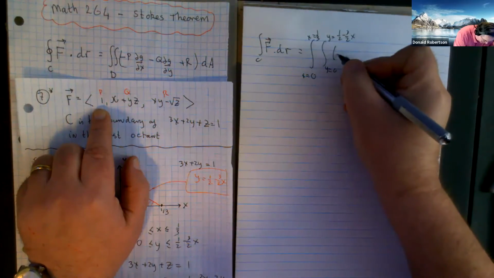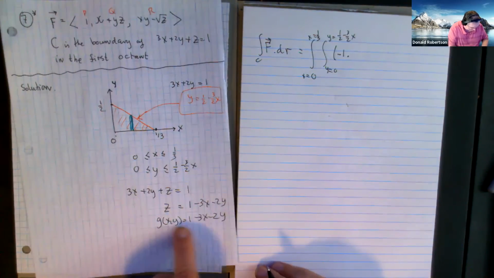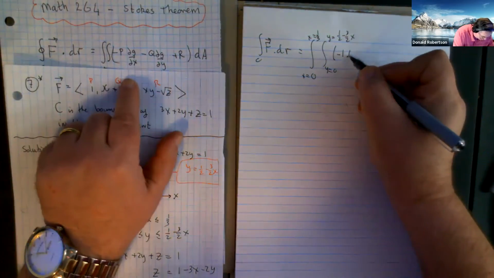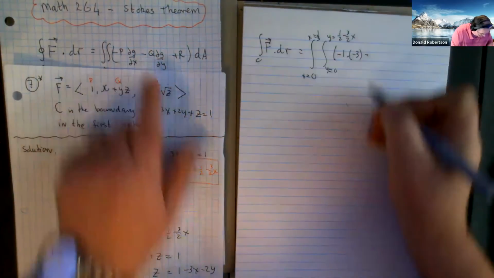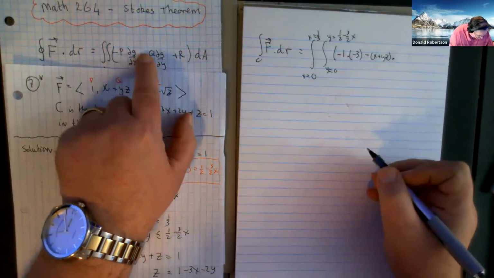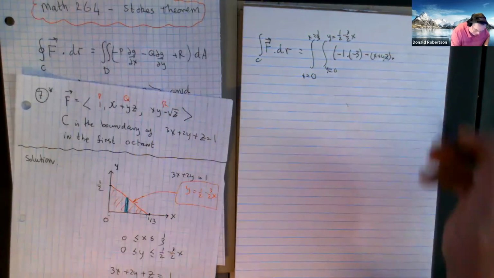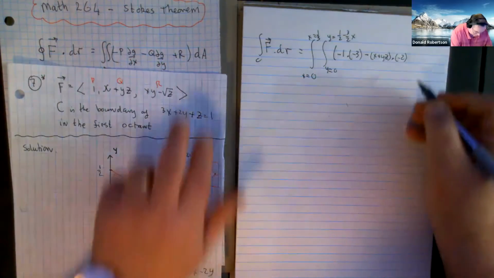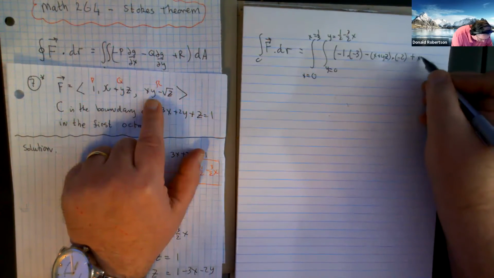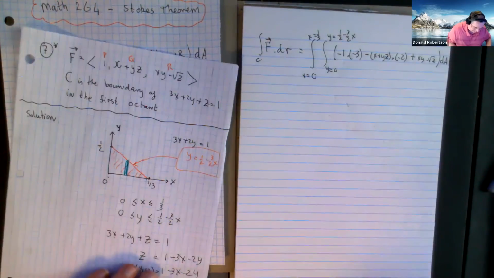So it's going to be -1, that's P, times dg by dx. If you differentiate this guy with respect to x, you get -3. So that's this one. Take away, Q is all of this, times dg by dy. If you differentiate this guy with respect to y, you get -2, so -2 goes here. Plus R. R is xy, take away the square root of z, and then I can only have enough room for dA here.